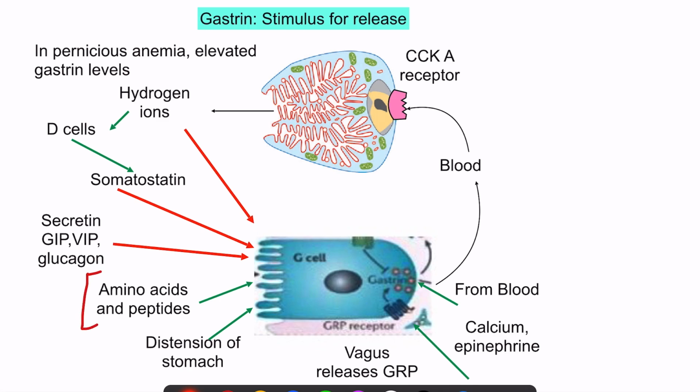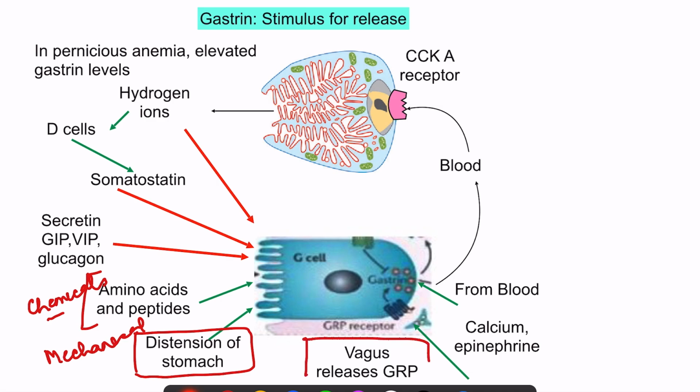So, what is the stimulus for release of gastrin? We have certain chemicals which are present in the food and present locally in the stomach. Then we have a mechanical stimulus, that is the distension of the stomach. Then we have the neural stimulus as well, that is the parasympathetic nerve supply, where the vagus releases gastrin releasing peptide and not acetylcholine. The gastrin releasing peptide acts on the GRP receptor and causes the release of gastrin.